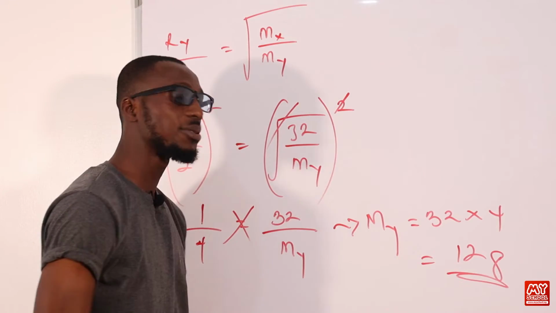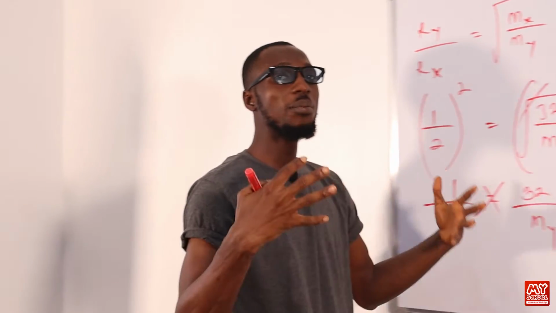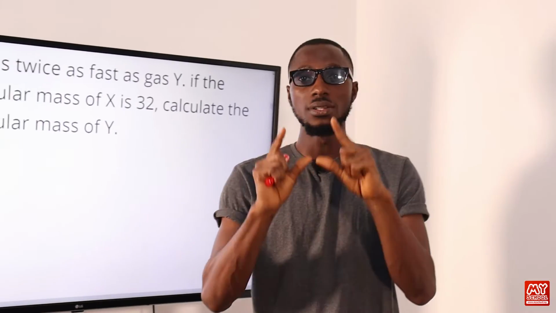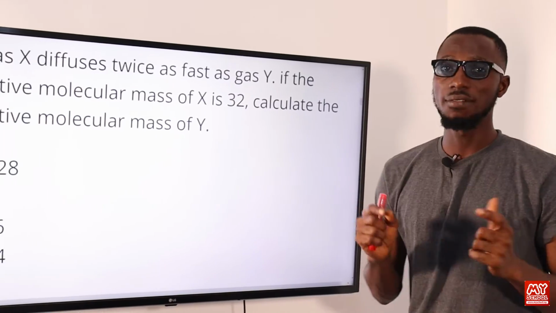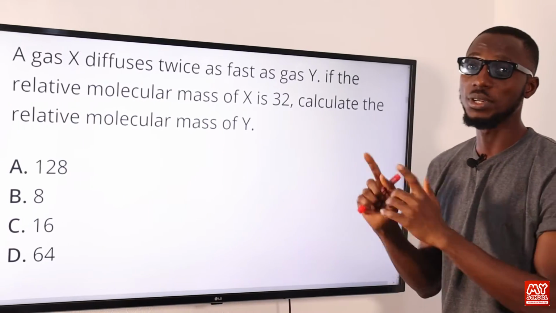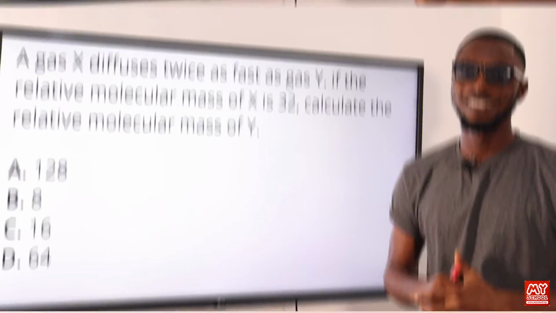So let's go back to the screen to sort out the option that carried the value 128. So which of them carries that value? That is option A. So option A is very correct.